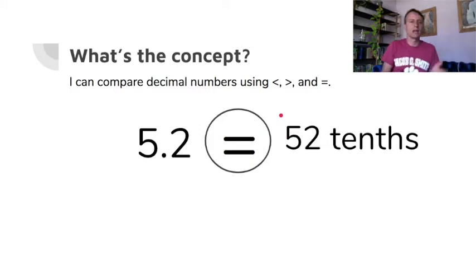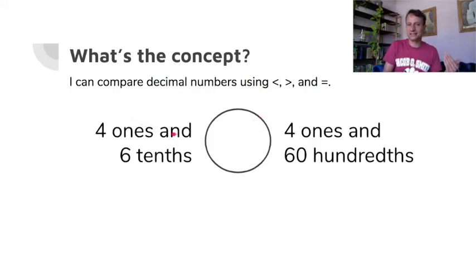4 ones and 6 tenths, 4 ones and 60 hundredths. Let's try relating this to money. $4 and 6 dimes, $4.60. 6 dimes, 60 pennies. They are equal again. Lovely.